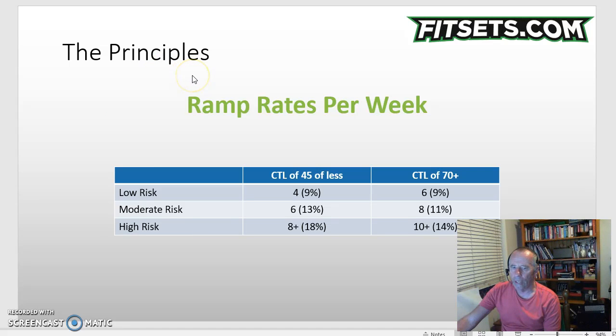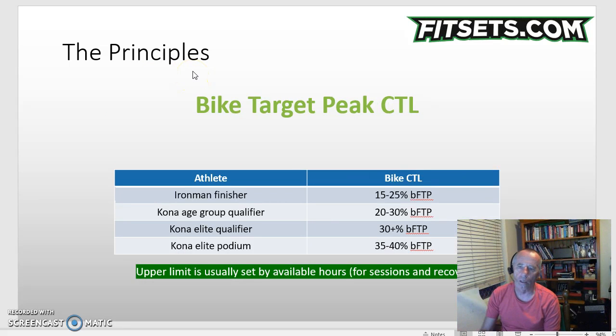I'll walk through the recommendations by discipline now. Bike target CTL. So this is the target CTL where we want it to be at race day. These are all based on thresholds. So the bike target is based on the bike FTP. So we're assuming the bike FTP test is valid, so the athlete put a lot of effort into it, and it is an accurate representation.